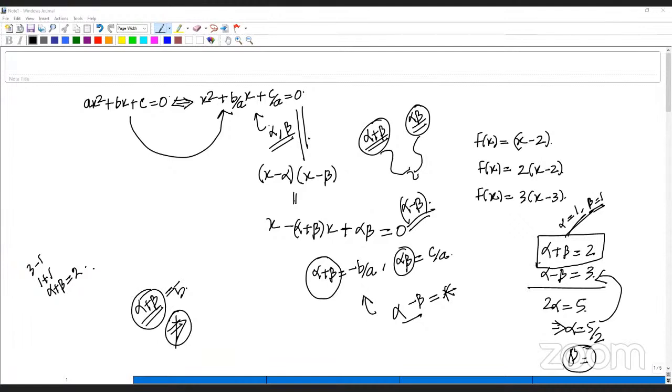Sir, when we are getting a single value, can we say that is a real root of that equation? No, if the discriminant is less than 0, then your roots are complex. But if the discriminant is greater than 0, then your roots are always real and distinct.